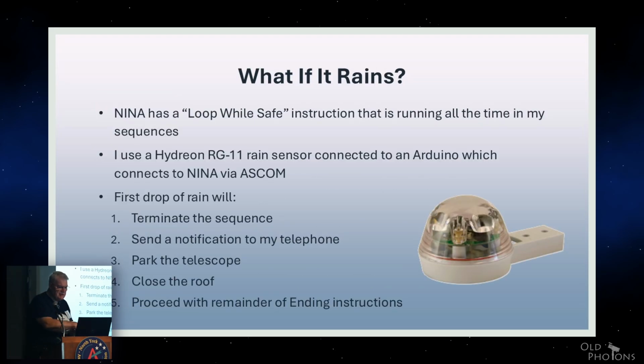So let's spend a minute or two just talking about what can go wrong. So we've talked already about what if it rains, and you've seen the rain sensor operate. A first drop of rain will terminate the sequence, send me a notification on my phone, park the telescope, close the roof, and go on to the remaining end instructions. So you probably noticed on that picture with the two telescopes, I have flats panels that allow me to take my flats as part of my sequence. So once the roof closes, then I take the flats for the filters that I used that night.